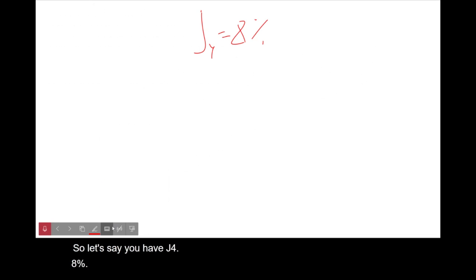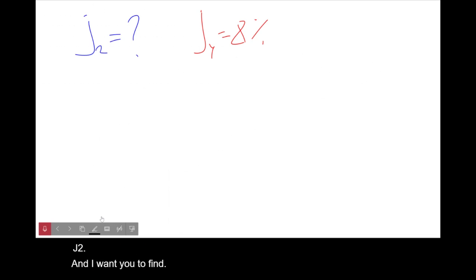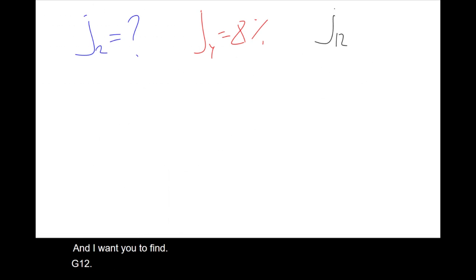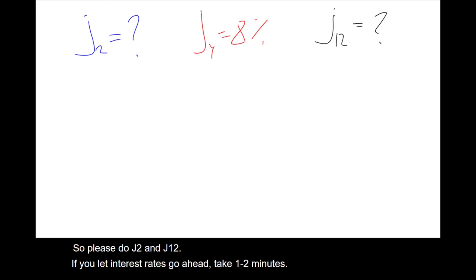So let's say you have J4 equal to 8%. I want you to find J2, and I want you to find J12. Okay? Guys, are you here? Okay, so please find J2 and J12, the equivalent interest rates. Go ahead. Take 2 minutes. Do it.